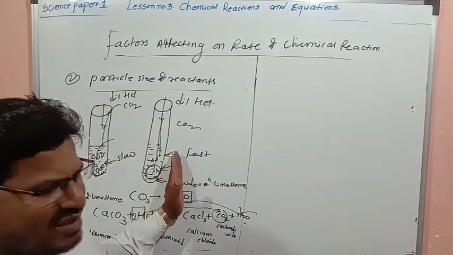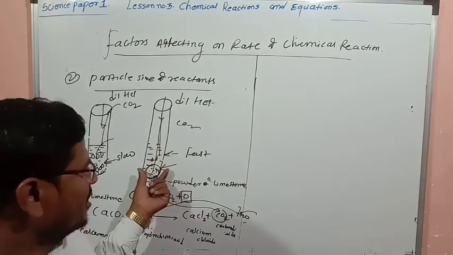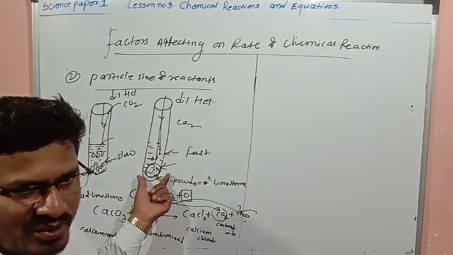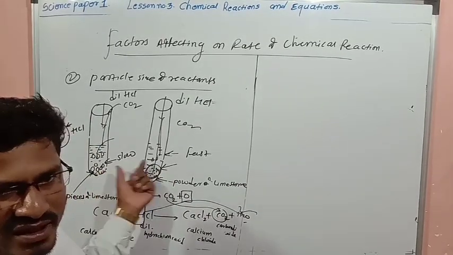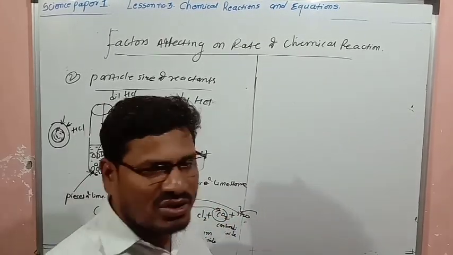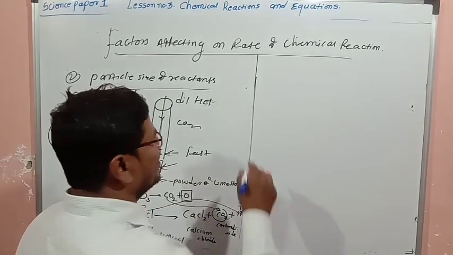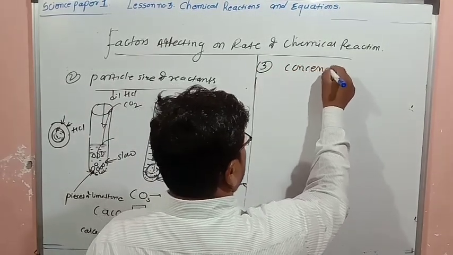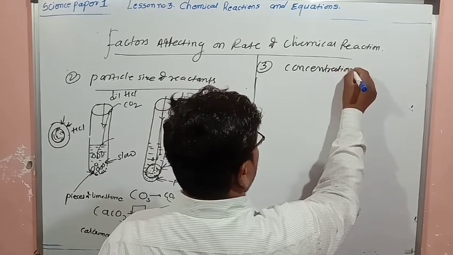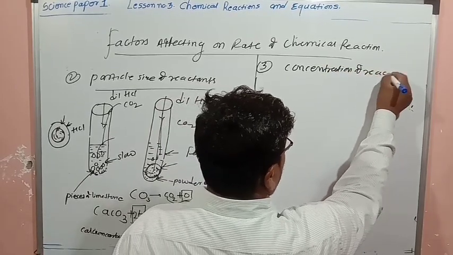So how do we understand this? If particle size is smaller, if powder form is there, the reaction will be fast, and if pieces are there, the reaction will be slow. So the third factor is concentration of reactants.